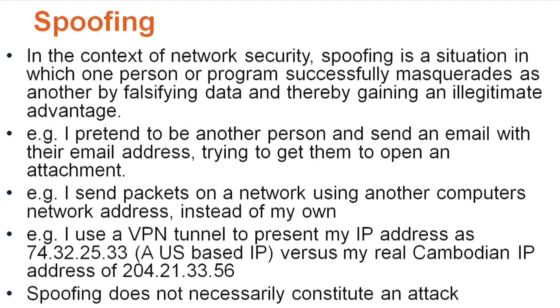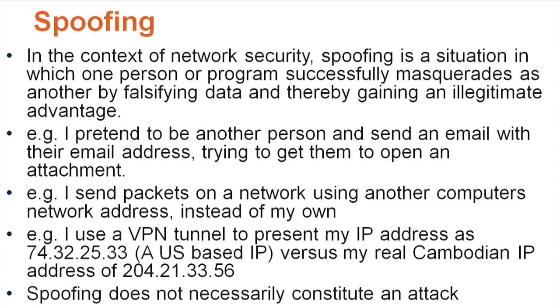So we're going to talk about spoofing now. In the context of network security, spoofing is a situation in which one program successfully masquerades as another by falsifying data and therefore gaining an illegitimate advantage. Now the problem with this is that an attacker can send a packet to a machine over here pretending to be this computer. So I'll send it to you, you'll do something with it, and then send the response back to him. And this is kind of how the basic premise behind how distributed denial of service works.